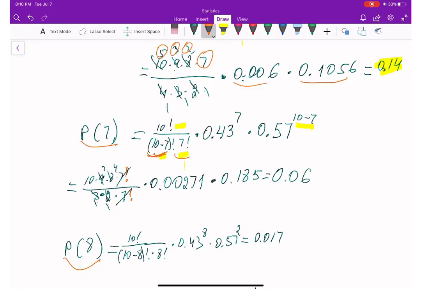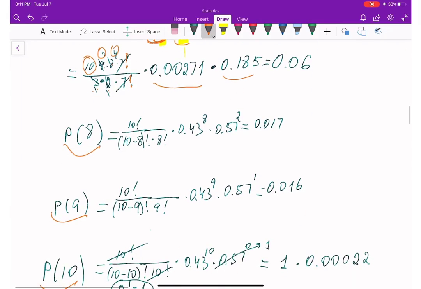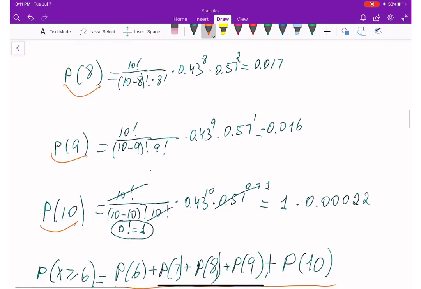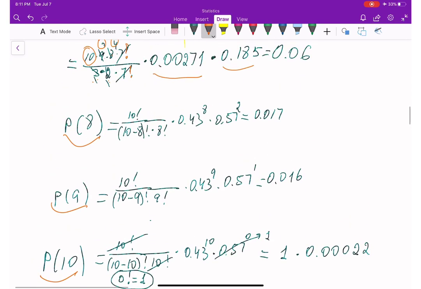I just dropped the 1. I didn't put 3 times 2 times 1. Okay? So 7 factorial is gone with 7 factorial, and 3 canceled with 9, 2 canceled with 8. That's it. I have left 10 times 3 times 4. And times 0.43 to power 7, this is this much. 0.57 to power 3 is this much, and that will give me 0.06. So the same way I calculate the probability for 8, 9, and 10. Let me shade it.